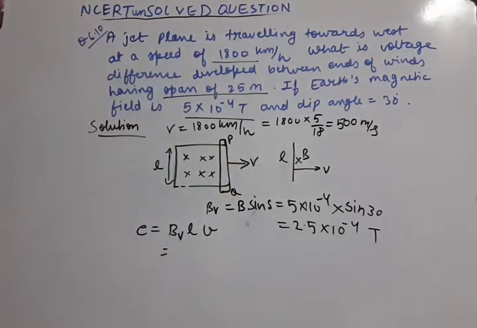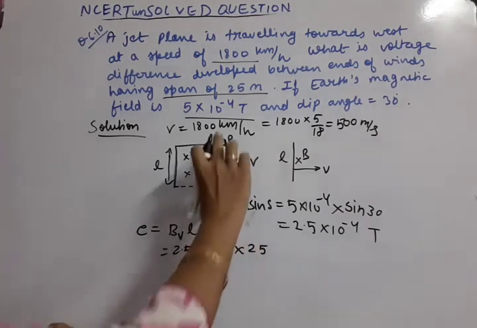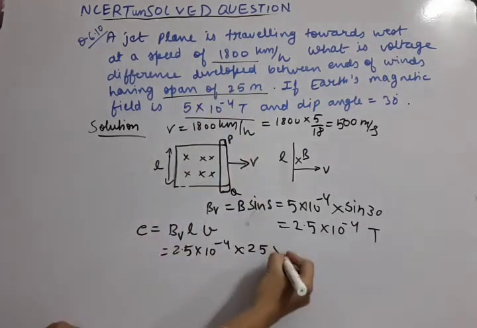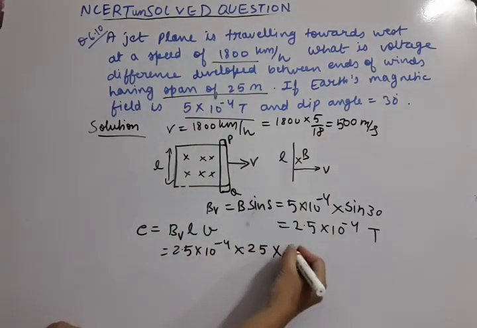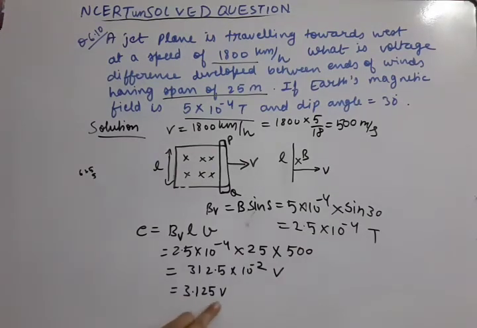So we have to apply here BV, that means the vertical component of Earth's magnetic field. So 2.5 into 10 raised to power minus 4. L, length, means the wings' length, 25 meter. Velocity is 500. So we need to solve this part. So the answer is 3.125 volts. Okay, this is the induced EMF calculation.